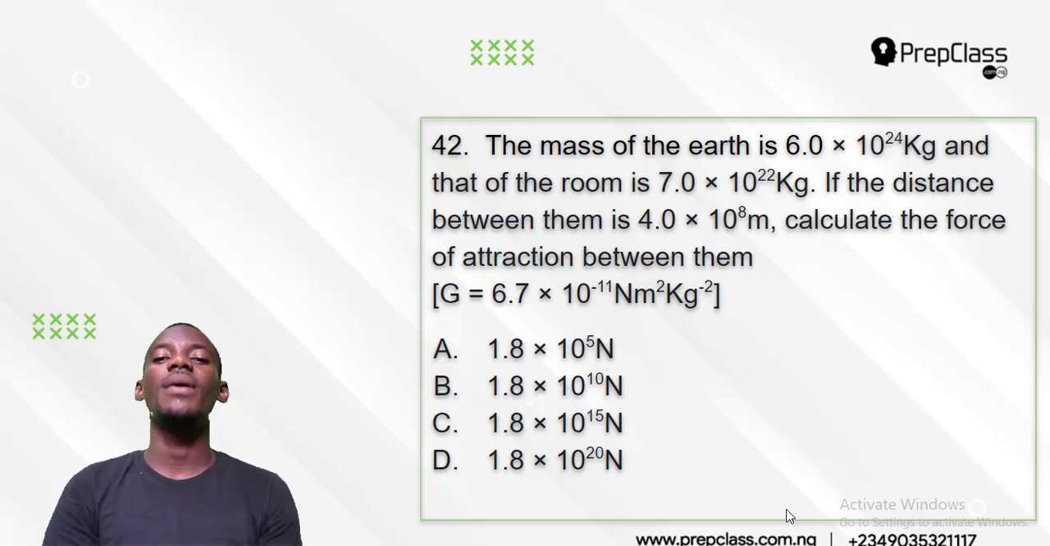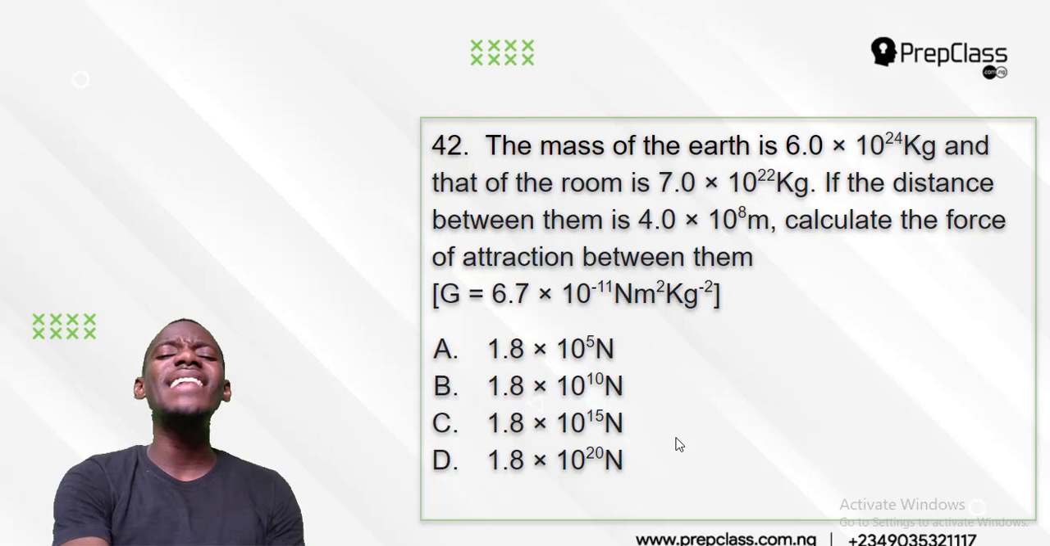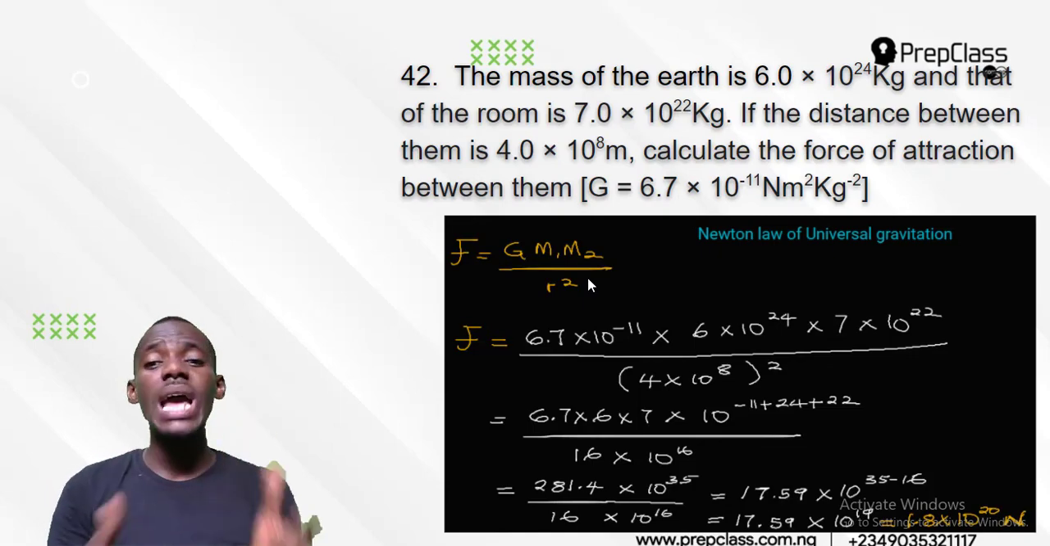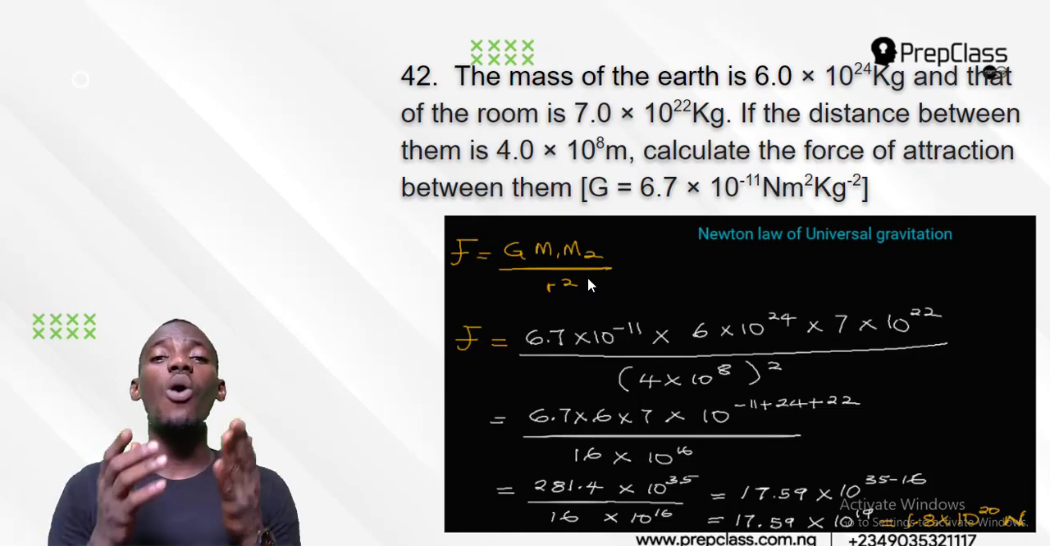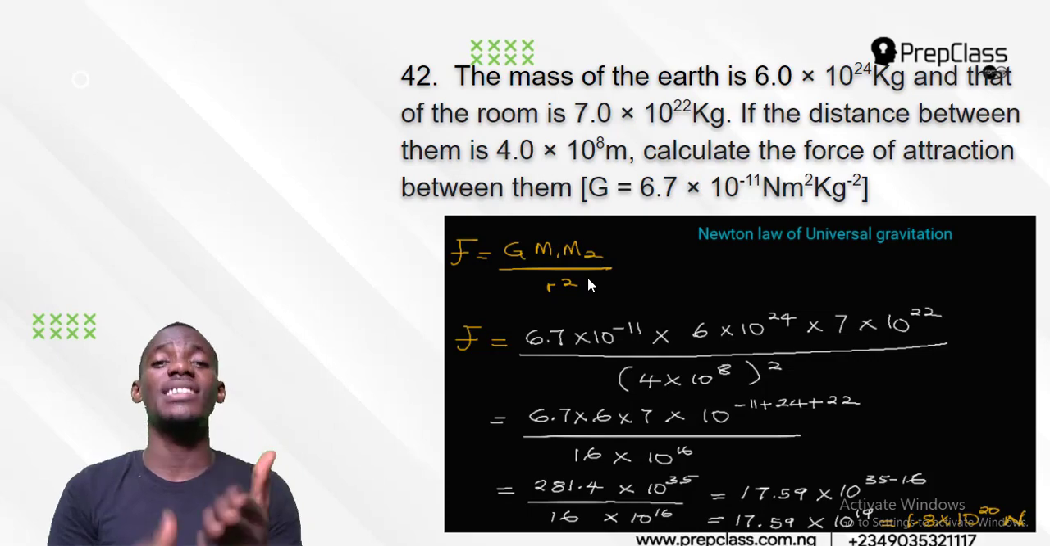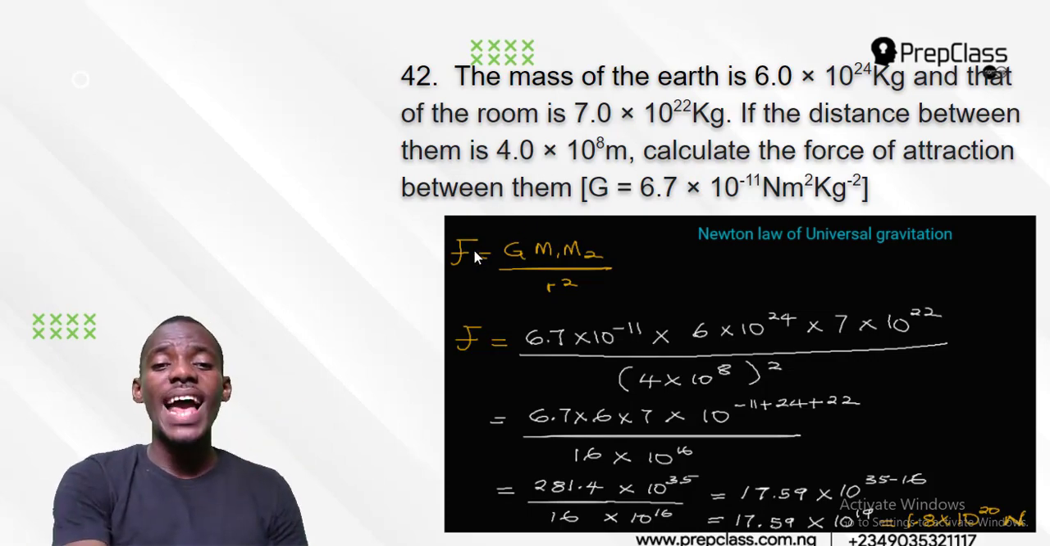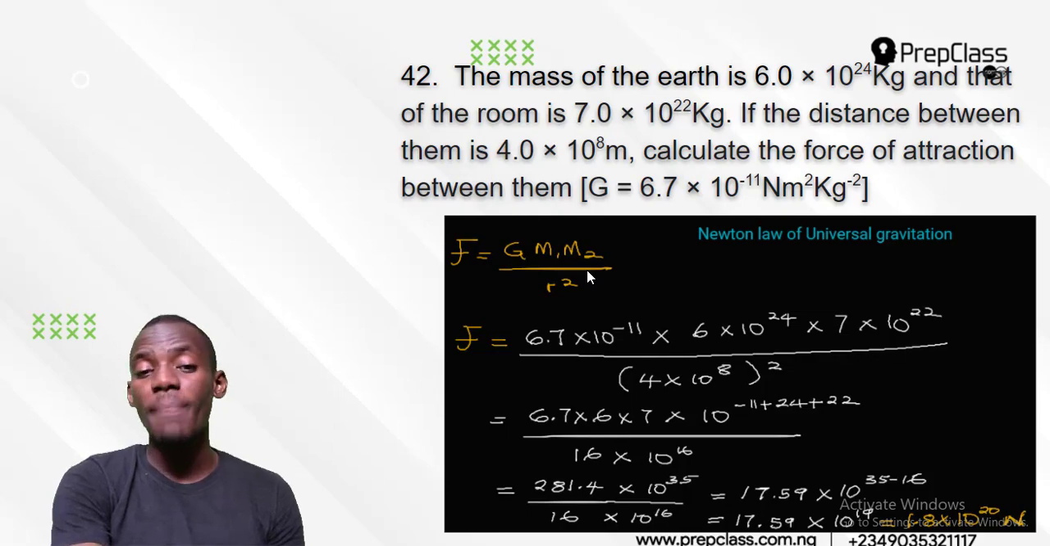Now let's check this out. Don't forget that the ultimate formula for anything universal gravitation is very simple. It is just F equals G m1 m2 over r squared, and that can even help you to state Newton's law of universal gravitation in case you are asked in theory. Newton's law of universal gravitation states that the gravitational force is directly proportional to the product of the masses m1, m2, and inversely proportional, that's over, to the square of the distance apart.